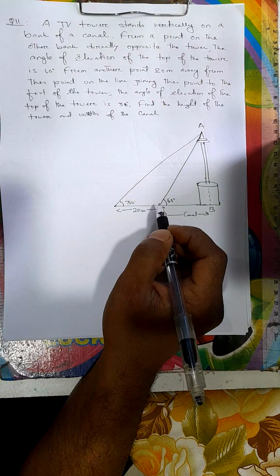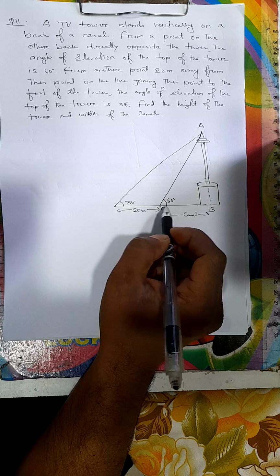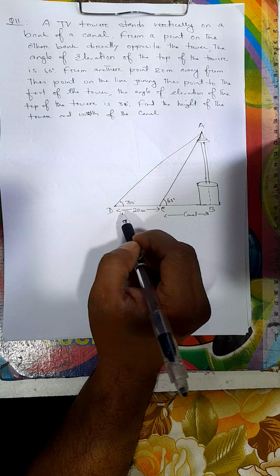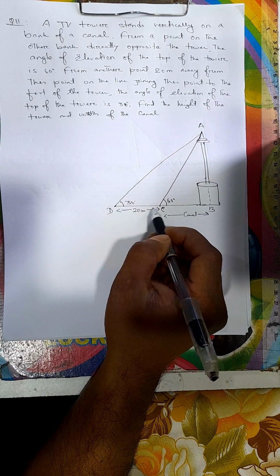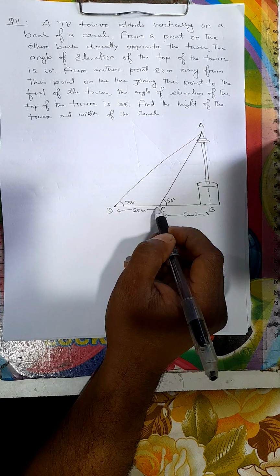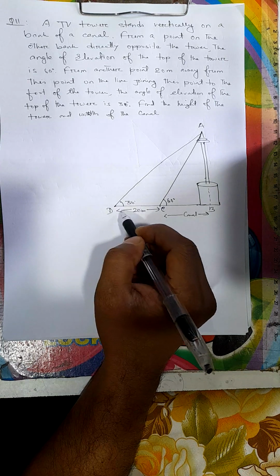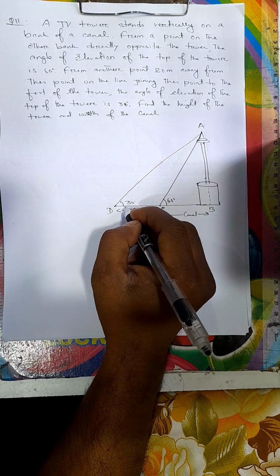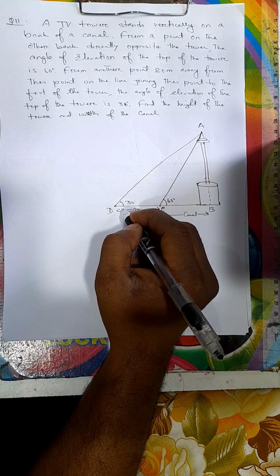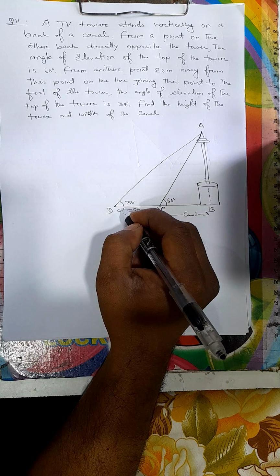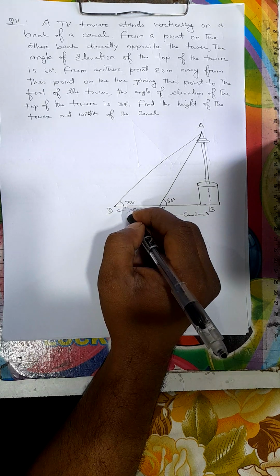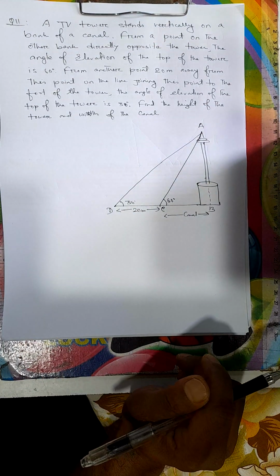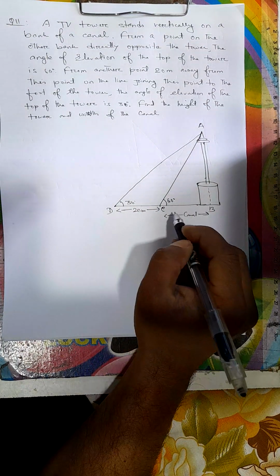From another point D, 20 meters away from C, that means if BC is extended, then from a point 20 meters away from C, the angle of elevation of the top of the tower is 30 degrees. Now find the height of the tower, that means what is AB, and the width of the canal BC.